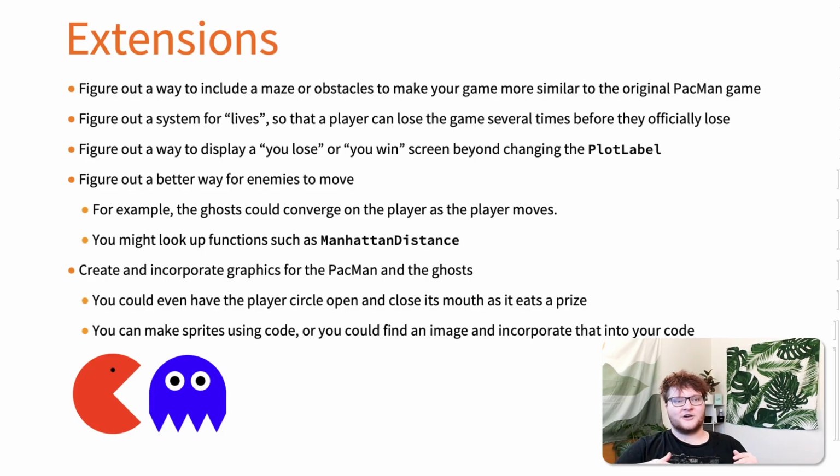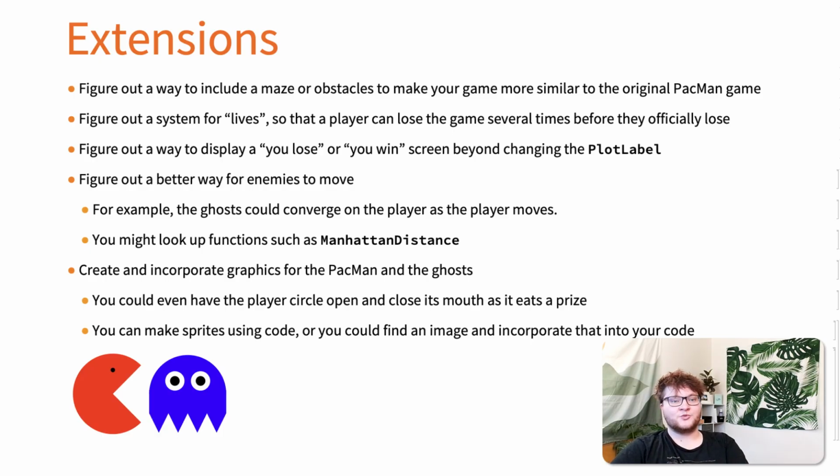Some further things that you might be able to add to your game are you could figure out a way to include a maze or obstacles to make your game more similar to the original Pac-Man. You could figure out a system for lives so that a player can lose the game several times before they officially lose. You could figure out a way to display a "you lose" or "you win" screen beyond just changing the plot label. You could figure out better ways for your enemies to move. So at the moment, they just move in a random direction every single time the player moves.